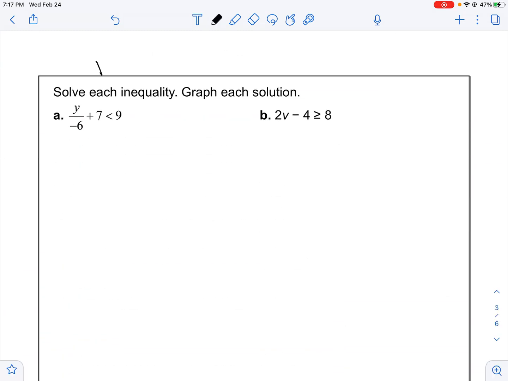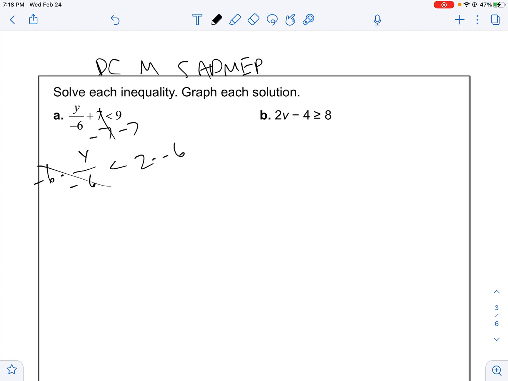All right, so I've got DCM SADMAP. Well, on this first one, I have no distributing, no combining like terms, no moving the variables. So I'm going to subtract 7. Now I get y over negative 6 is less than 2. Multiply by negative 6. But remember, if we multiply by a negative, we've got to flip that inequality. So we've got y greater than negative 12. That's open, going that way.